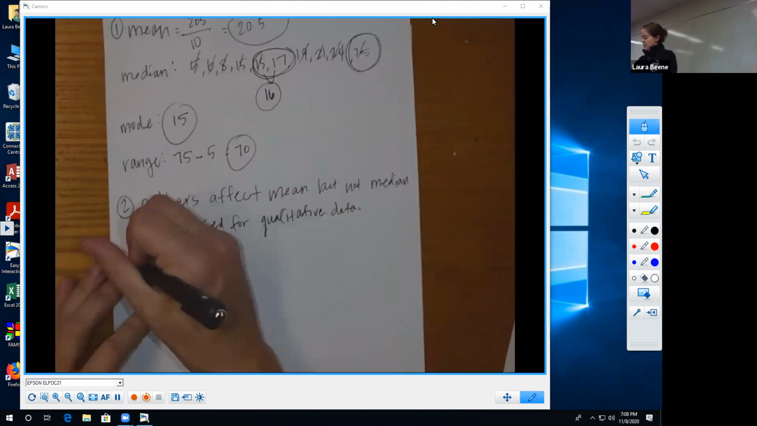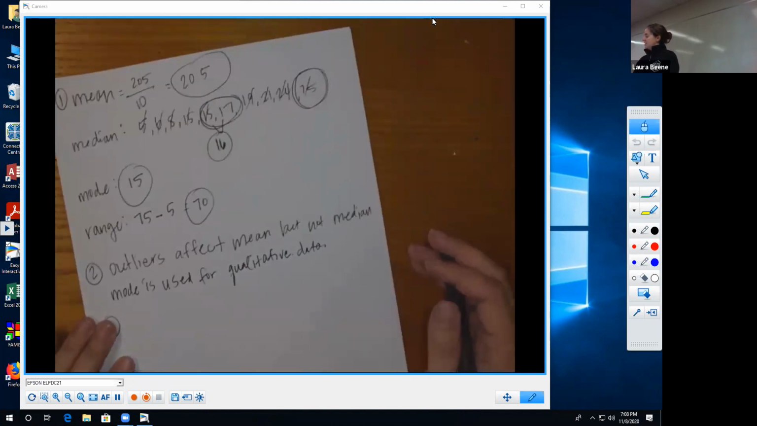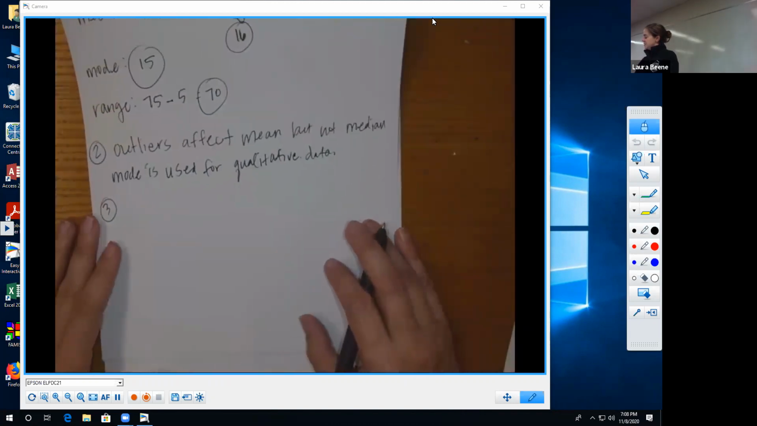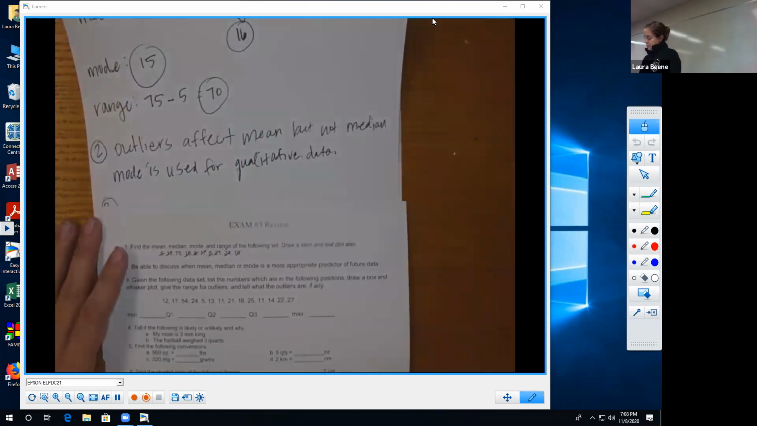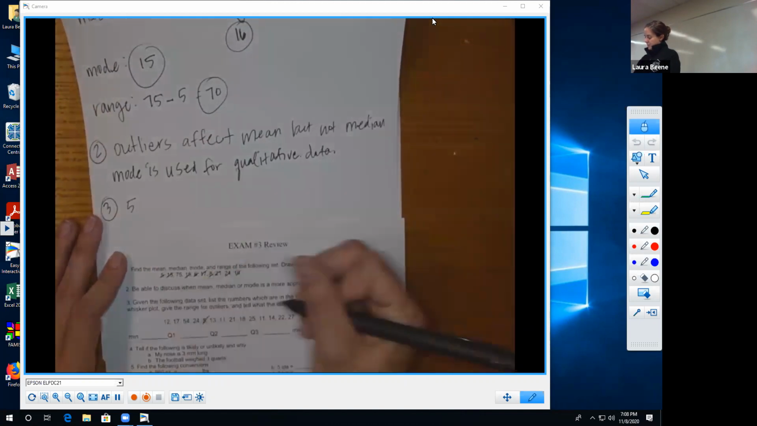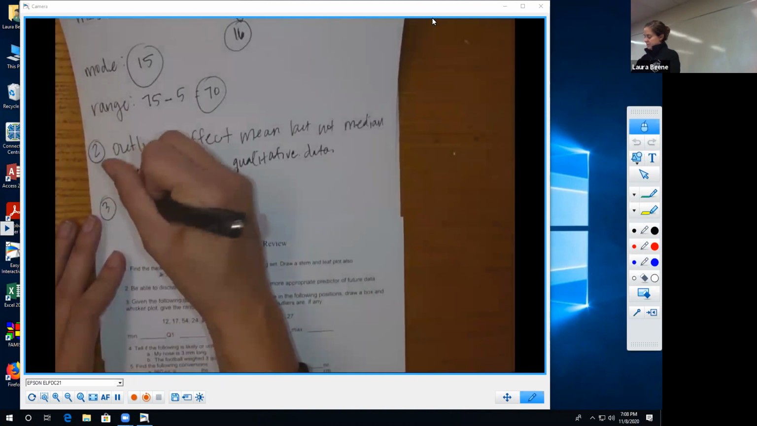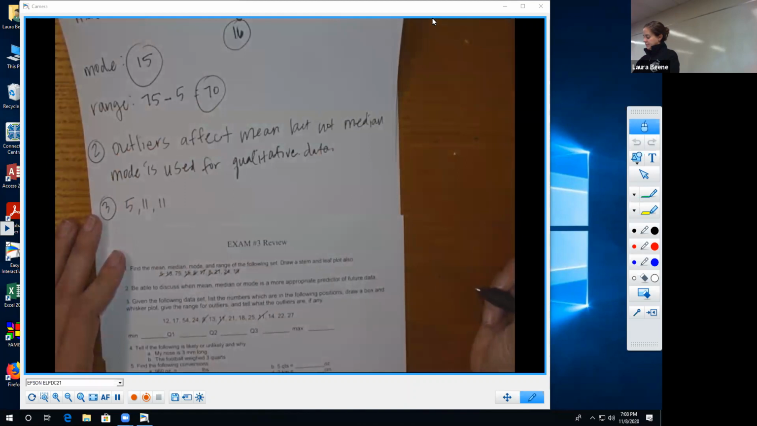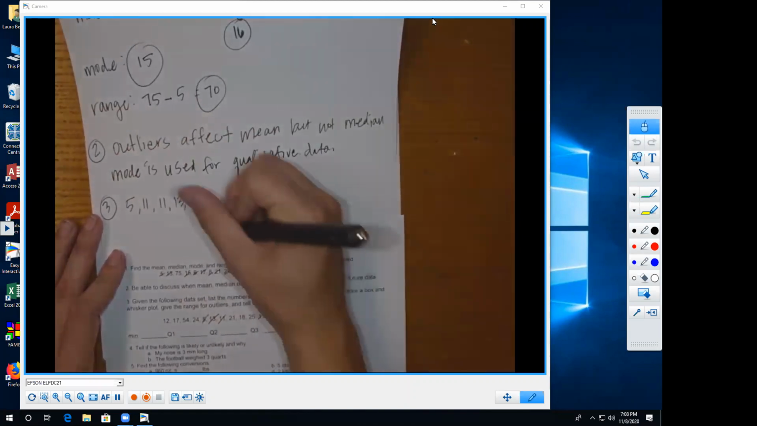For number 3, there's a set of data. We want to draw a box and whisker plot, tell all the stuff about it, the 5-number summary, and the outliers. So let me write down the numbers in order. So let's see, the smallest number is 5. And then 11, I think is the next smallest number. And there's 2 number 11s. And then 13. And then there's a 12.